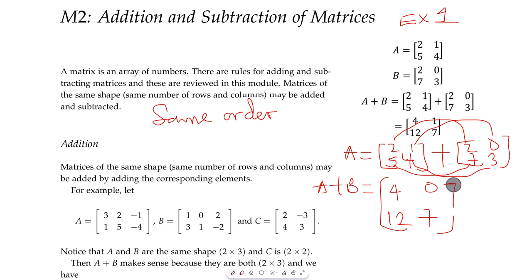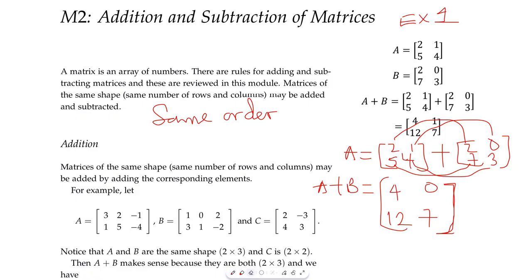So what we are doing is row to row, column to column, row to row, column to column. Are you seeing that now? All right, so that is how to do that. Now let's look at the second example.